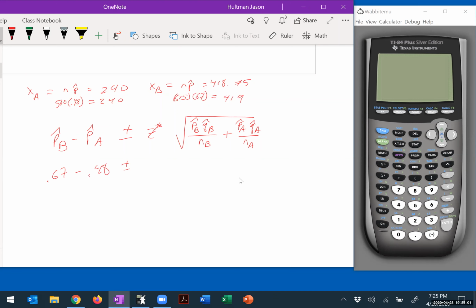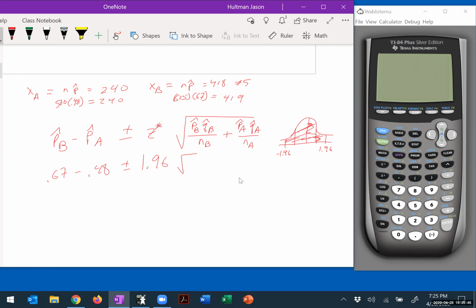Z star, we'll get to that in a minute. It depends on what I want my confidence interval to be. I used 95% in the computation we did before, so I'm just going to say that this is 95%, which is 1.96. Remember, 95% is about 2 standard deviations away from the mean. So this is about 95%, with negative 1.96 on one side and 1.96 on the other.